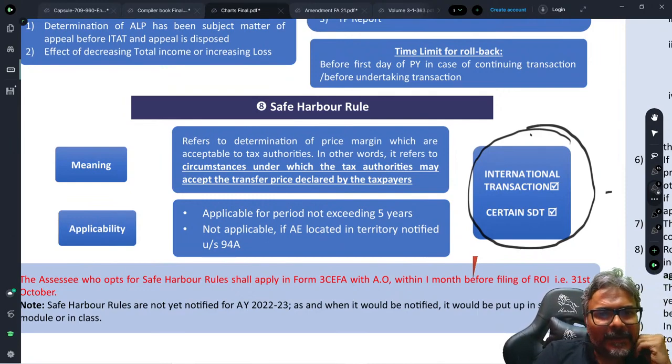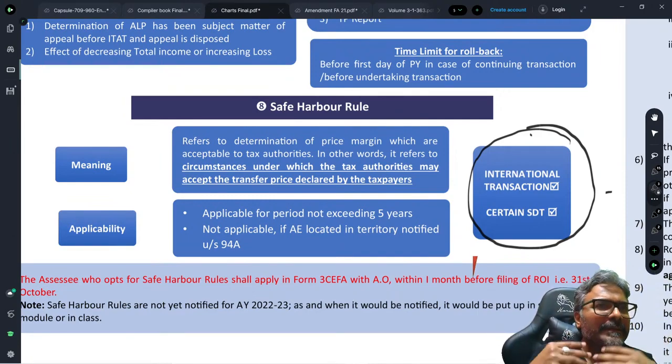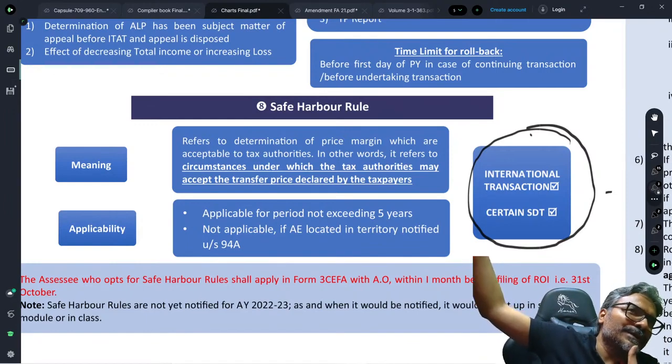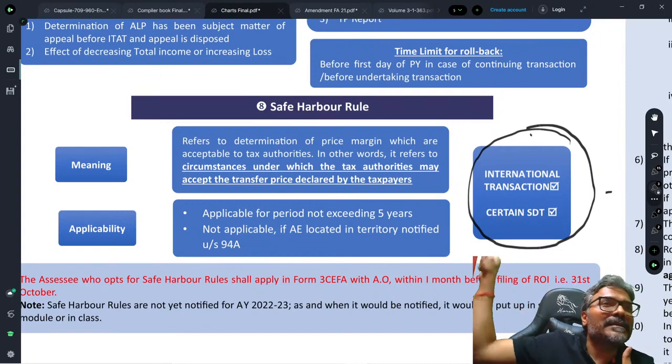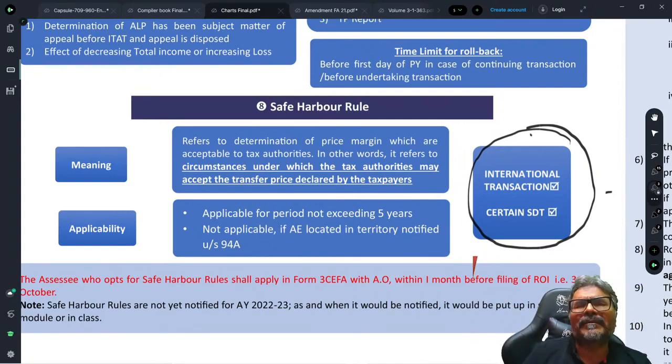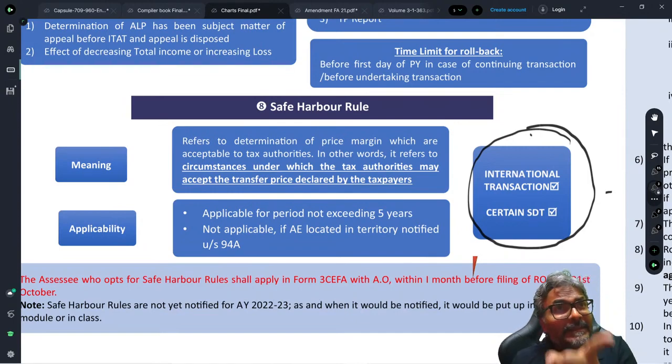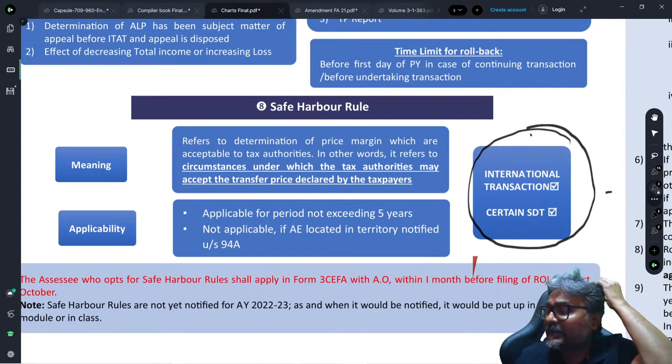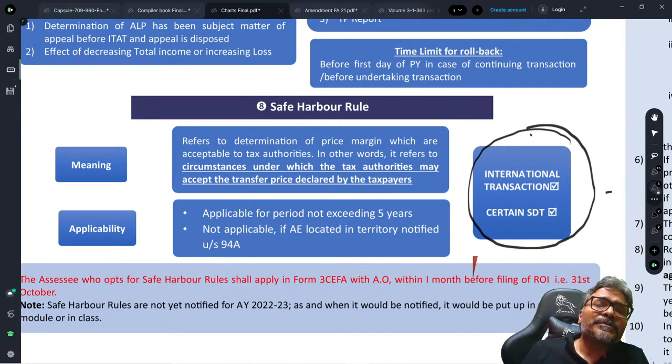In the case of safe harbor, what happens is that if the Indian AE is supplying goods and services as notified by the central government, the transaction will be notified by the central government. Please pay attention and try to understand this. So, in respect of the notified goods and services supplied by the Indian AE to its non-resident AE, be careful about the price charged by the Indian AE to its non-resident associated enterprise.